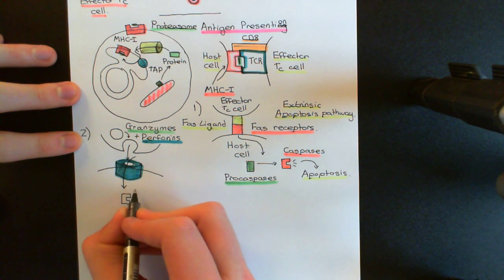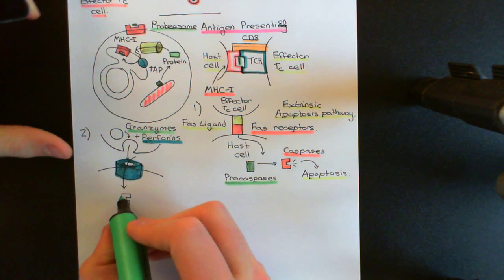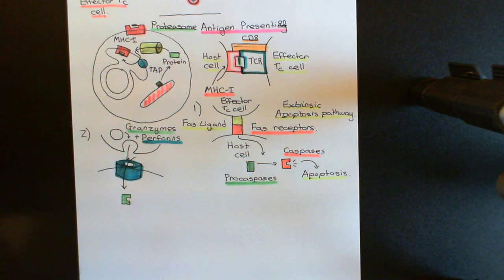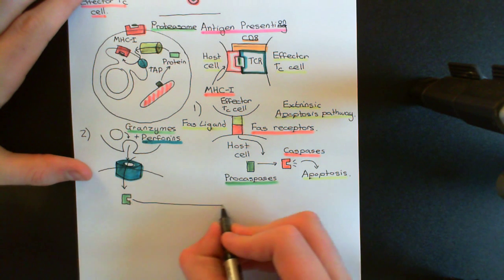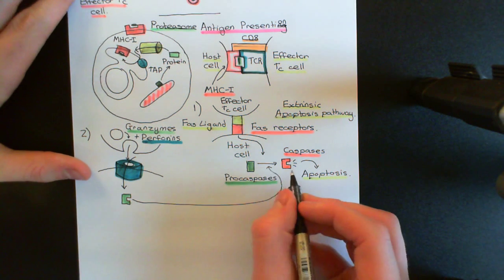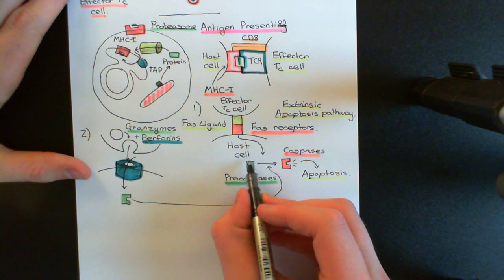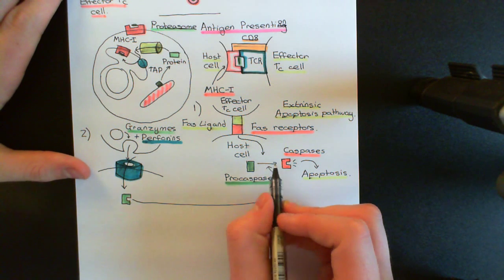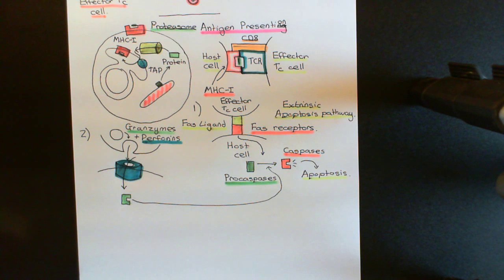So here, this now is the granzyme enzyme, so I'll colour it in green. So here's the granzyme enzyme. And now what do the granzyme enzymes actually do once they're inside the cell? Well, they're going to activate the conversion of procaspases into caspases. So they act on the procaspases to activate them into caspases, and therefore they kickstart the apoptosis pathway.